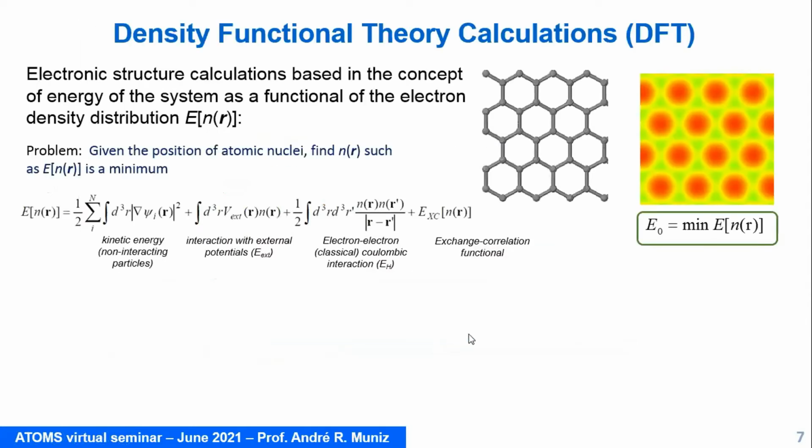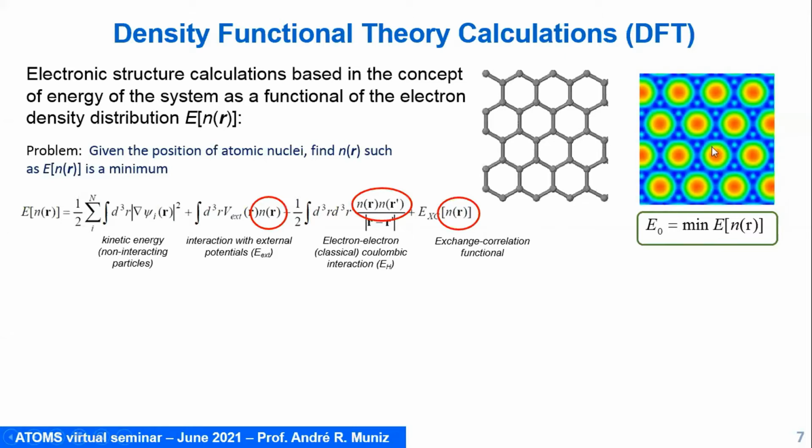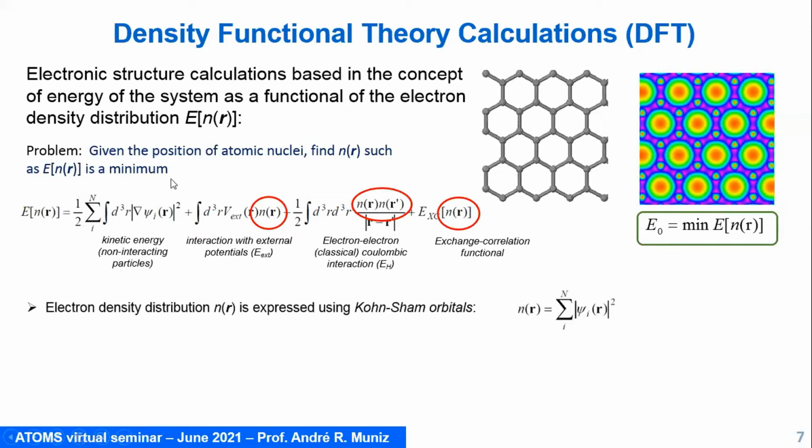Density functional theory calculations are essentially electronic structure calculations based on the concept of minimizing a function of energy by evaluating a function called the electron density distribution. So we start with the positions of the atomic nuclei, such as here in graphene, for example. And essentially what we compute is this function n(r), in other words, the electronic distribution in the material, in order to minimize this energy. So it's a problem of variational calculus.